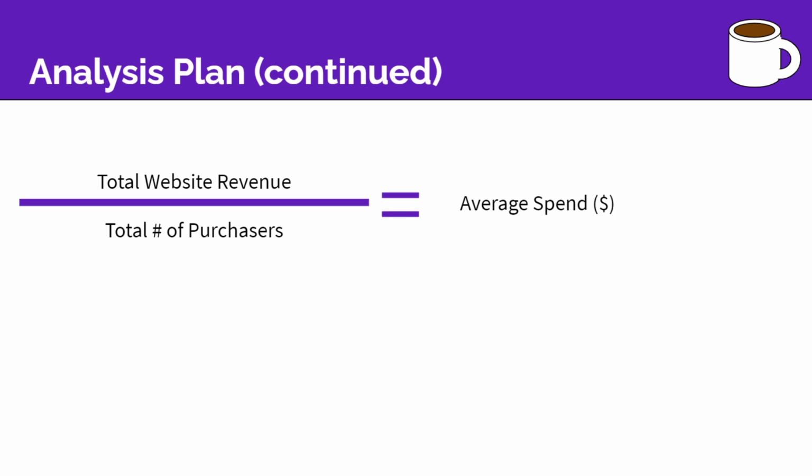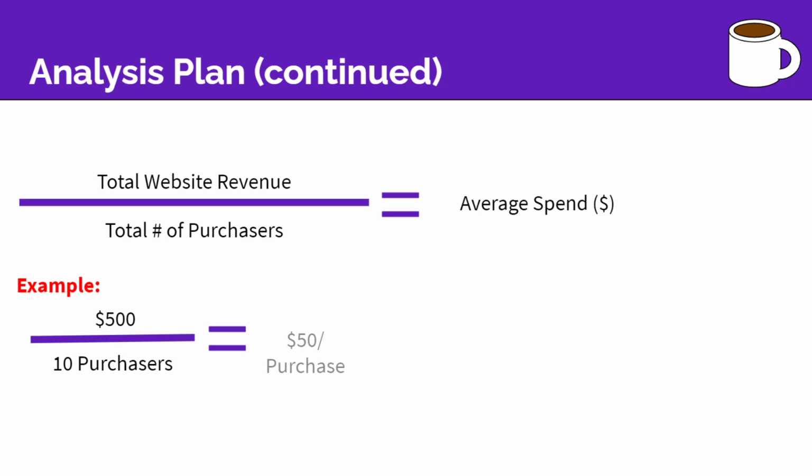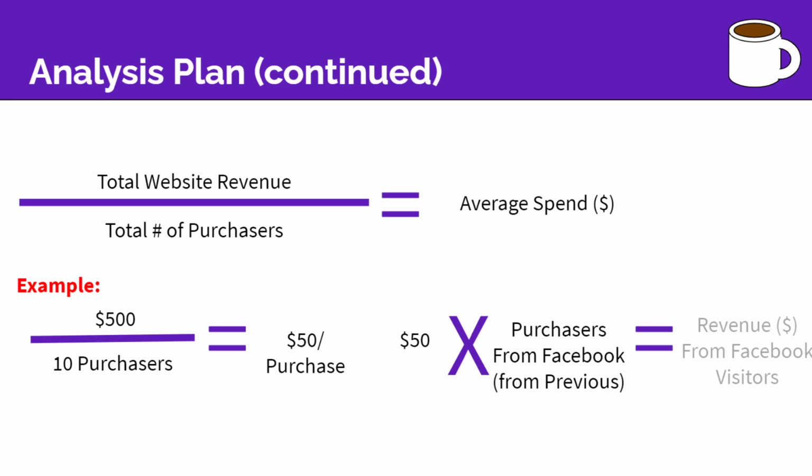So making up some more numbers to give us a really simple example, let's say the overall revenue from our website was $500, and that $500 was spent over 10 purchasers. That's an average of $50 per purchase. We can then take that $50 and multiply it by the number of purchasers from Facebook, which we will have just figured out a moment ago, and that will give us the revenue from Facebook visitors.